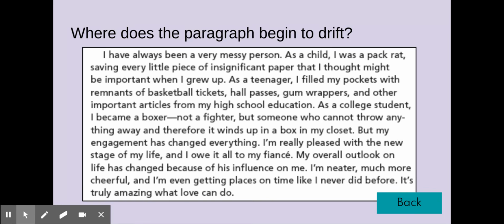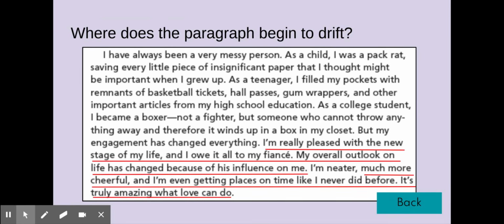Hopefully you noticed where this paragraph began to drift. The topic was on the fact that the author had always been a very messy child. So every sentence in the paragraph needs to connect back to that in some way. So we're looking for the first sentence that does not relate to that at all. And it starts here with the, "I'm really pleased with the new stage of my life."